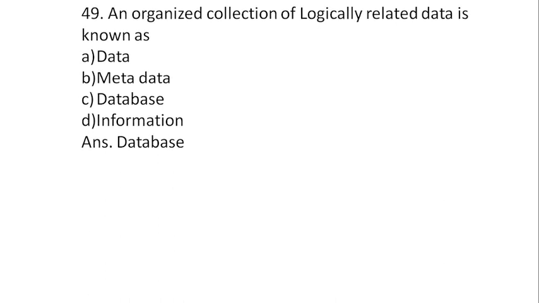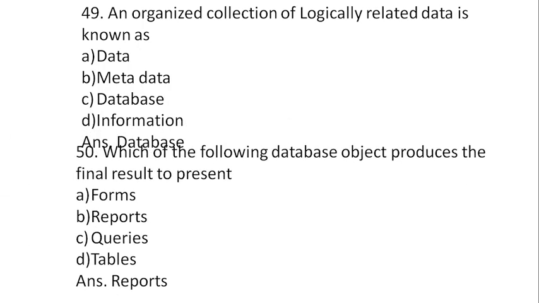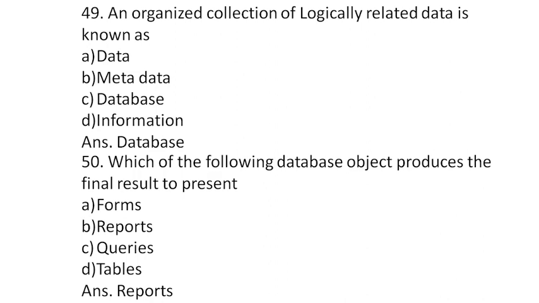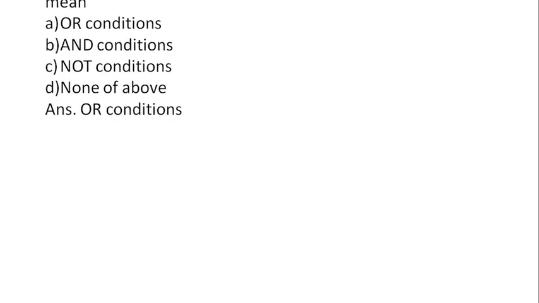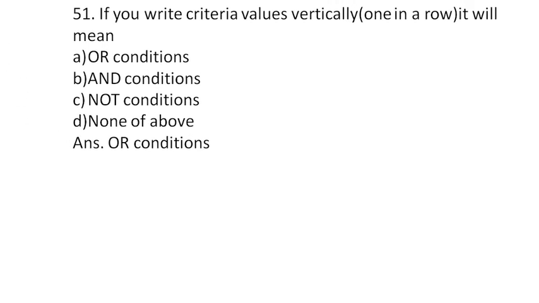Next, an organized collection of logically related data is known as, answer আমরা দেখতে পাচ্ছি বলছে database. Next, which of the following database object produces the final result to present? Answer বলছে reports. Next, if you write criteria values vertically one in a row it will mean, answer বলছে or conditions.